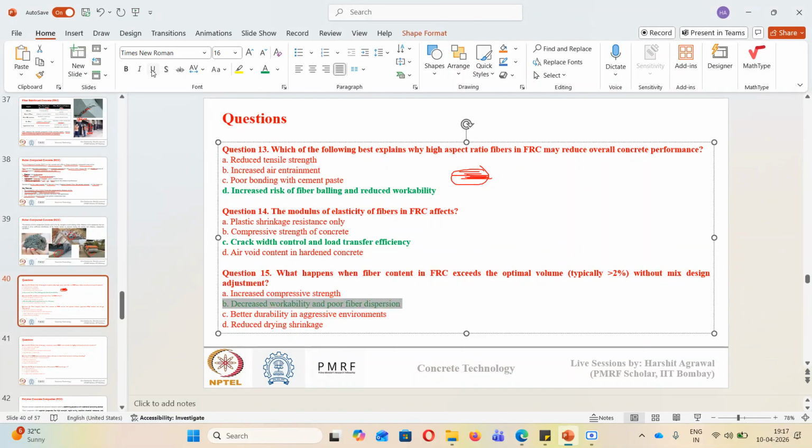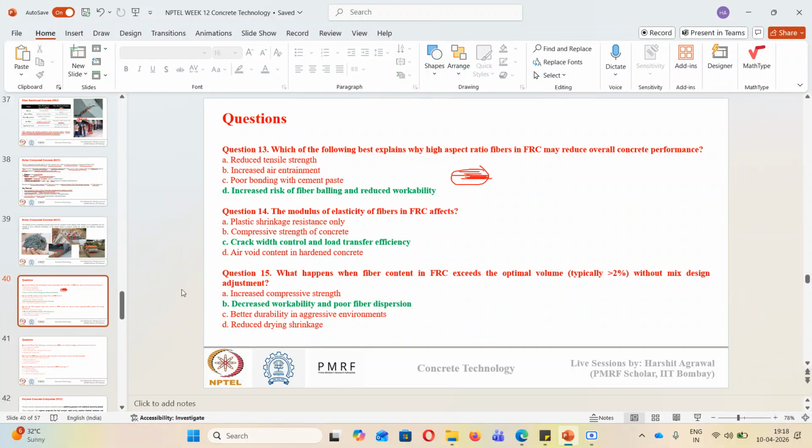So what happens if we are adding excessive fibers in concrete? Without modifying the concrete mix, like without adding more superplasticizer, they reduce workability and increase the mixing difficulty because fibers are stiff. They impart stiffness to concrete. Okay, so if we add more fiber than required, they won't spread properly, first thing, and they will make the concrete stiff, so they will reduce the workability. And there is poor fiber dispersion because they will undergo balling. Fiber balling will increase as we increase the proportion of fiber in concrete.